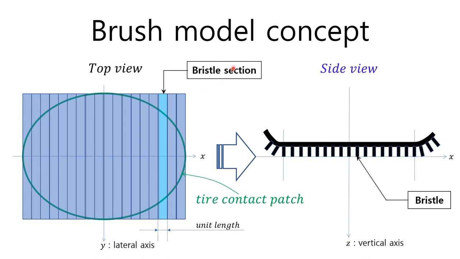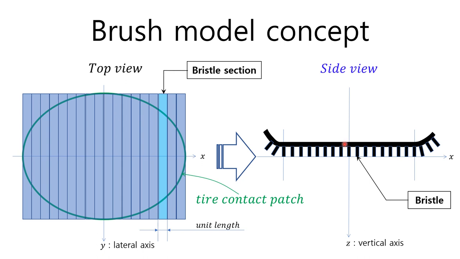If the tire is radially divided at regular intervals, the tire tread becomes a square shape, and the tire contact patch can be expressed as the inside of a green circle. This is called a tire brush model because it looks like a brush in the side view. Here, each divided brush is called a bristle. It is shown in the shape of a brush with a brick between the bristles for easy understanding.